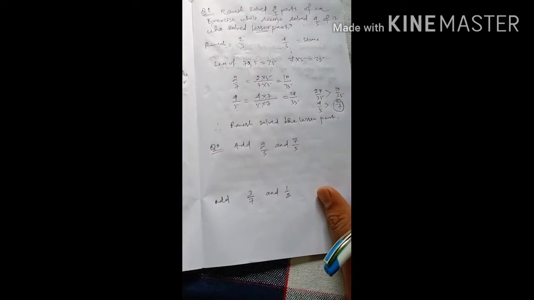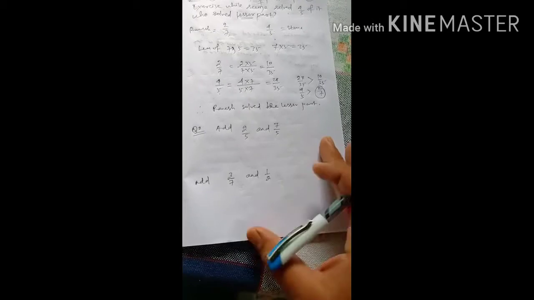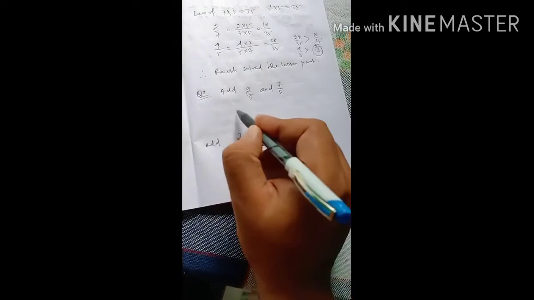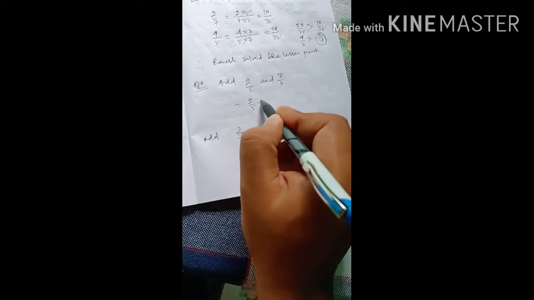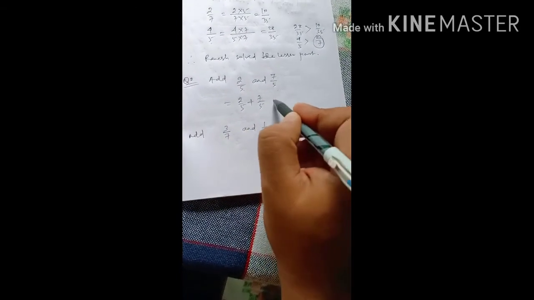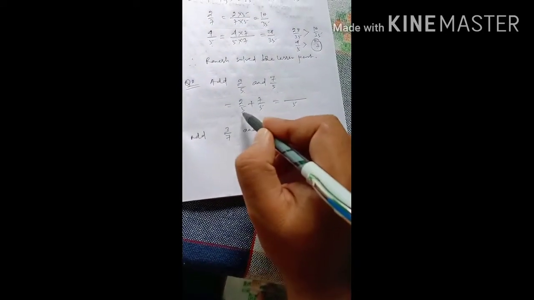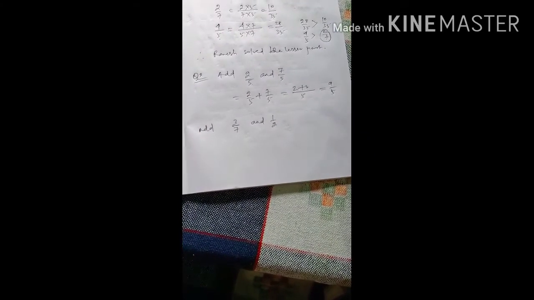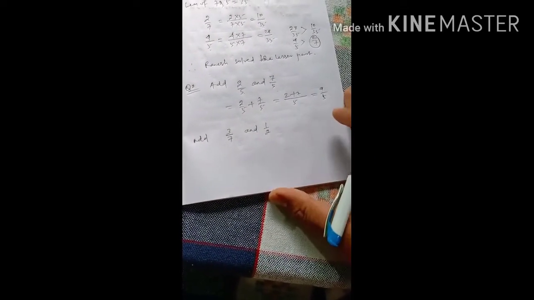Right now, next let us know the addition of fractions. The first question: add 2/5 and 7/5. It is very easy. 2/5 plus 7/5, as both the fractions are like fractions, so it is very easy. Here it is 5, 2 plus 7, 7 plus 2, 9/5. In this way we can do the sum.